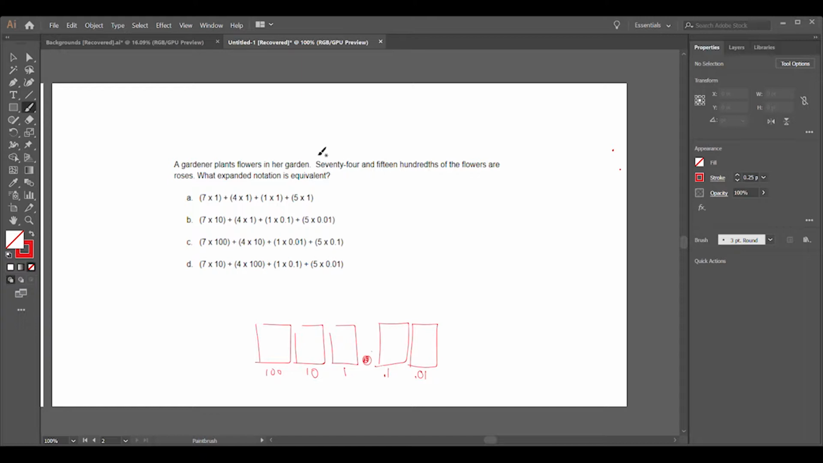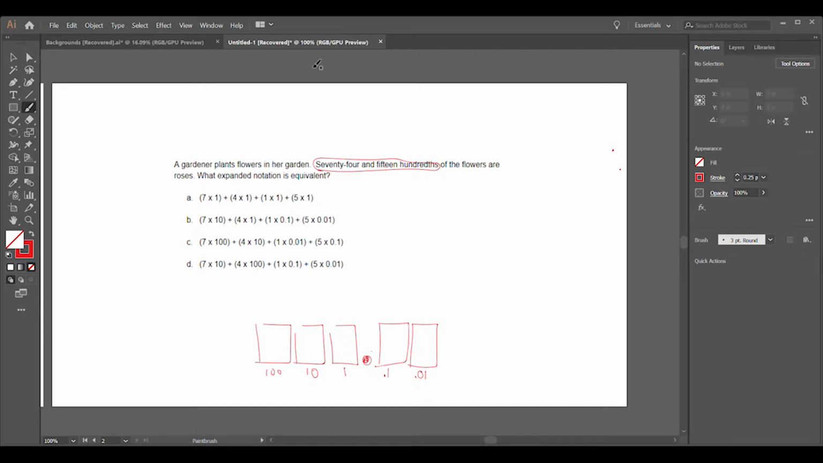And the number that they give us here, we're going to go ahead and circle that because that's what we do. Circle numbers. 74 and 1500ths. I'm just going to go ahead and circle all that. Let's see, read it again. A gardener plants flowers in her garden. 74 and 1500ths are roses. What expanded notation is equivalent?